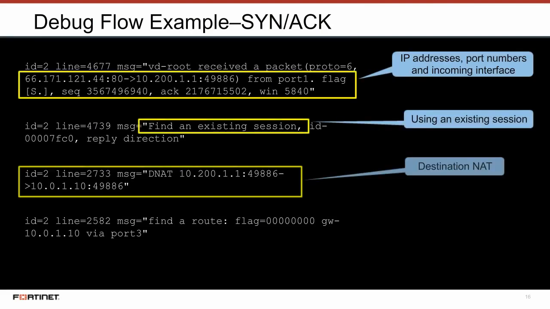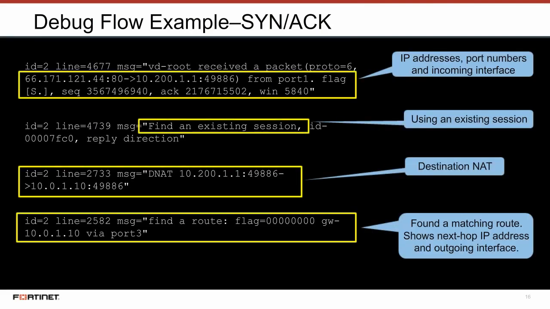This is the output for the SYN-ACK packet. It shows the packet arrival, indicating again the source and destination IP addresses, port numbers, and incoming interface. The ID of the existing session for this traffic. This number matches the ID of the session created during the SYN packet. How the destination NAT is applied. The route to the destination, indicating again the next hop IP address and outgoing interface.